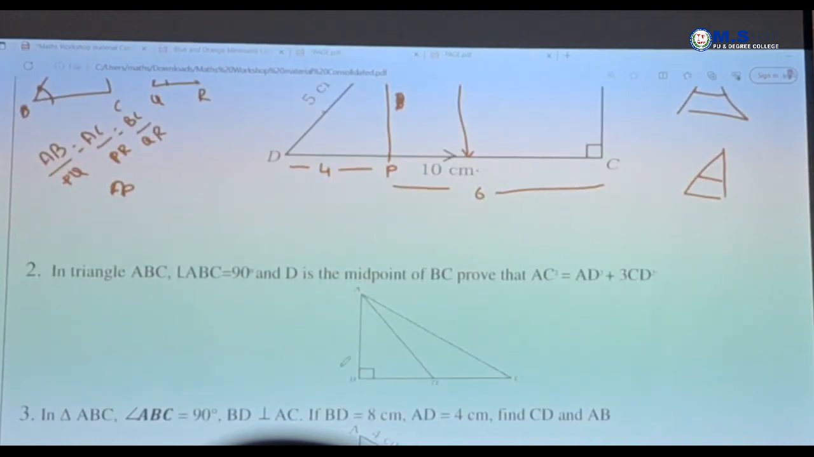Next question. Second one. Now tell me, theorem apply concept. BPT apply concept.